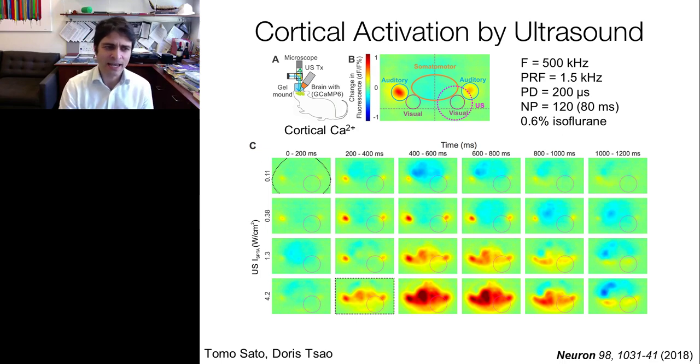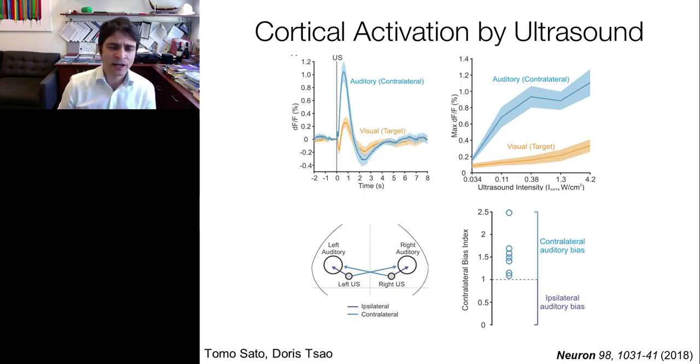but it wasn't clear that this activation was happening directly or was arising as a byproduct of auditory cortex activation. And so if you look at this in a little bit more detail, over multiple animals, you can see consistently that you get contralateral auditory cortex activation that is happening to a higher amplitude and earlier than you get visual cortex stimulation at the target. And there was a contralateral bias, meaning that when we're stimulating on the right side of the mouse brain, we were getting more activation in the left auditory cortex.